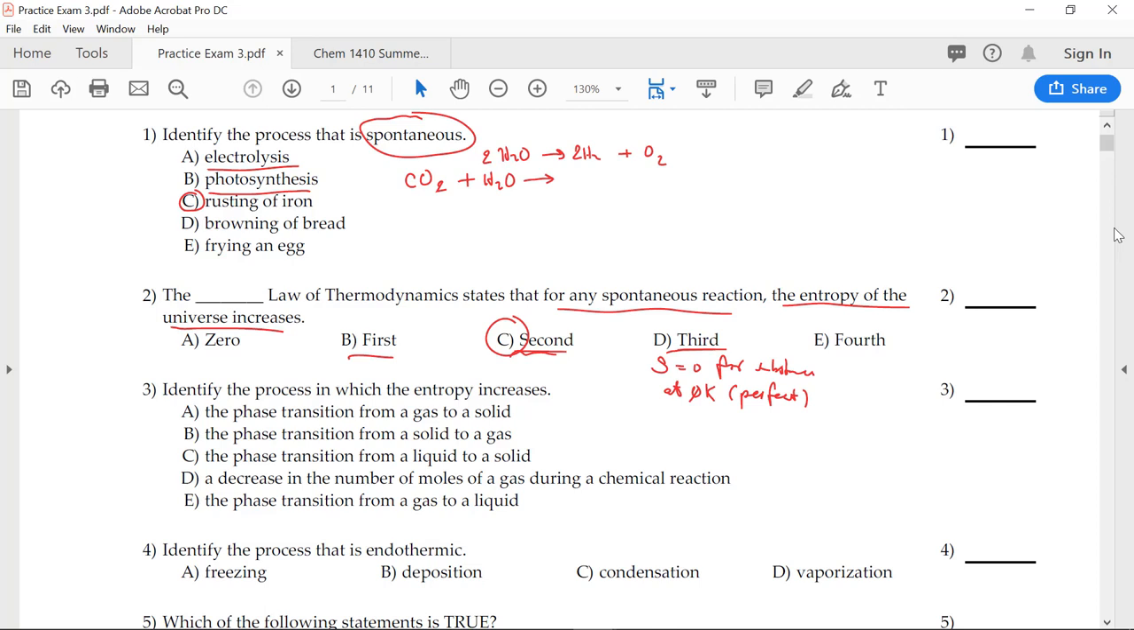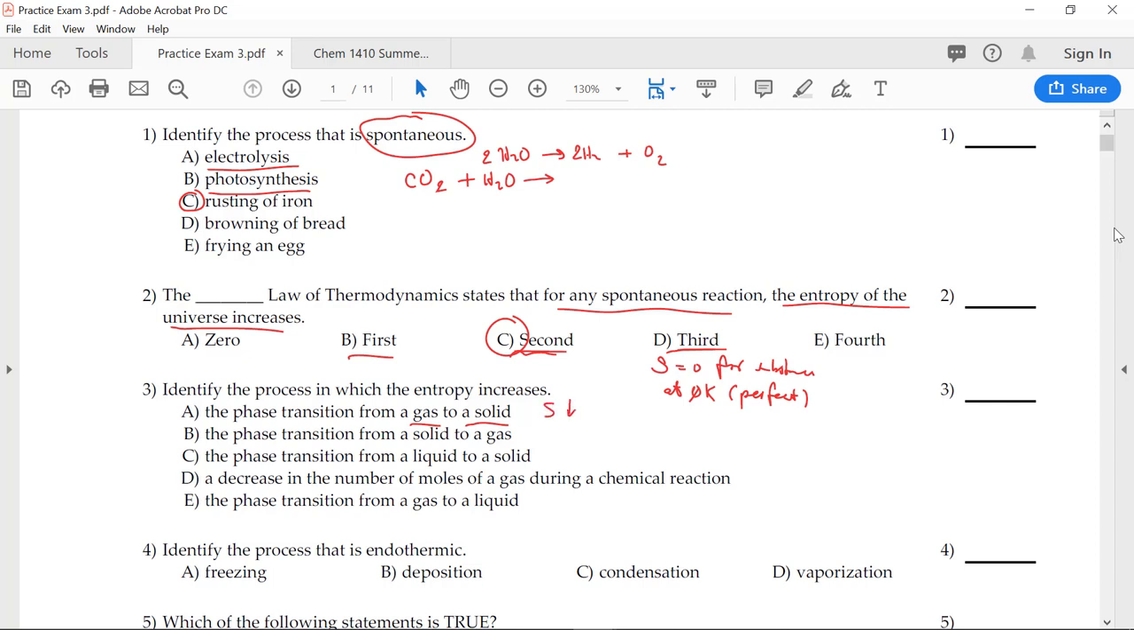All right. Now let's go on to question number three. Identify the process in which the entropy increases. For the entropy, you need to understand several things. What are the factors that control the magnitude of entropy? You have temperature, volume, the molecular size in terms of molar mass, and the molecular shape, molecular complexity. So the first thing, you look at the question, the phase transition from gas to solid. From gas phase to solid phase, the substance becomes more ordered rather than more disordered. So the entropy in this process will actually decrease.